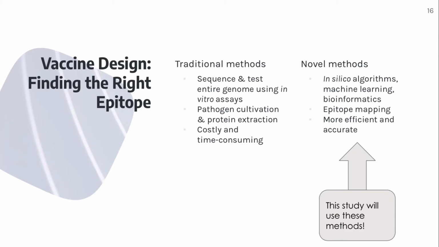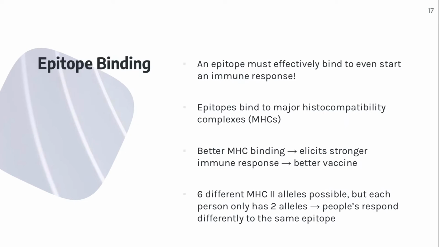Traditionally, we designed vaccines by sequencing and testing the entire foreign body's genome using in vitro assays and other costly methods. We're really just testing each chunk of the genome and eliminating options by guess and check. This is why traditional vaccine design can take so long. This study uses algorithms, machine learning, and bioinformatics, which allows for greater efficiency and accuracy.